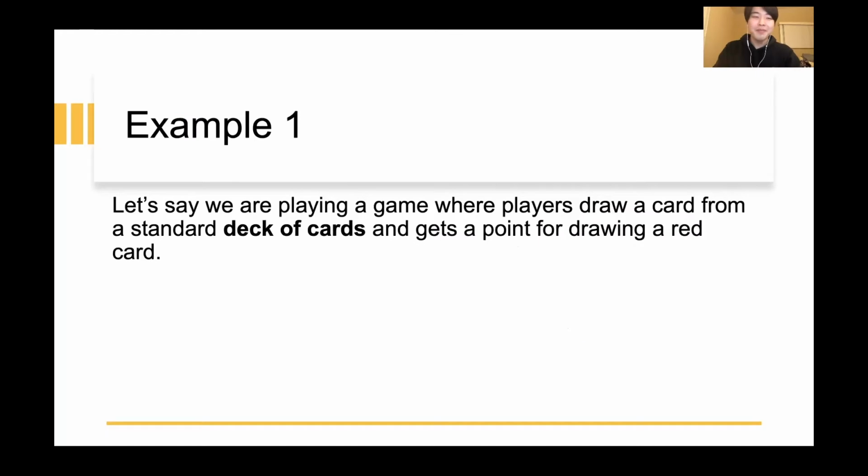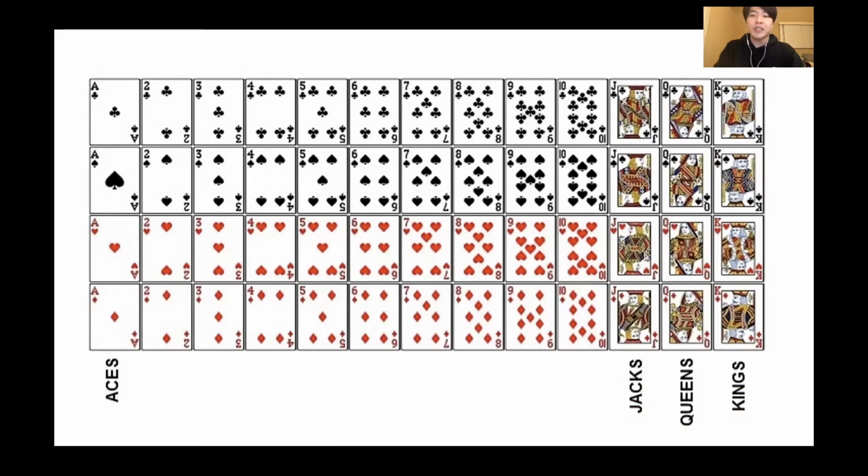Okay. All right, let's do an example. Let's say we are playing a game where there are two players, and they draw a card from a standard deck of cards. I'm sure a lot of people know what a standard deck of cards is, but we'll talk about it very soon. Continuing, a player gets a point for drawing a red card. That means whenever someone draws a red card, the player gets a point. Just in case for the people who do not know what a deck of cards is, this is what a deck of cards looks like.